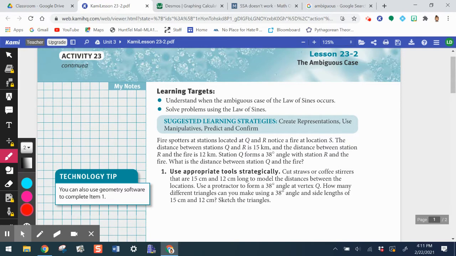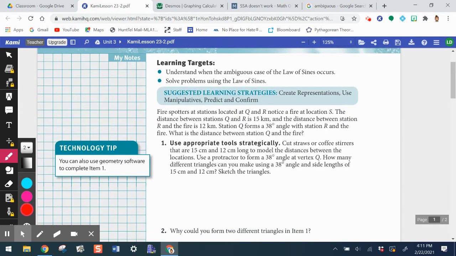So let's put that word into context with what we've been learning by looking at our learning targets. So we're going to understand when the ambiguous case of the law of signs occurs. So in lesson 23-1, we learned that the sine of an angle, actually, let's go and draw a triangle real quick. And it's not necessarily a right triangle. Remember, we're not using it necessarily; of course, we can use the law of signs if we need to on a right triangle, but we don't have to. We have other methods to find missing sides of right triangles. We're now learning how to find missing sides of any triangle.